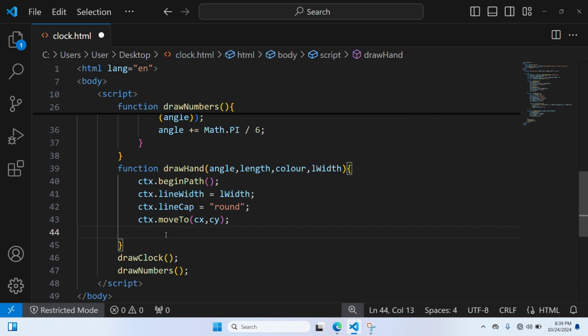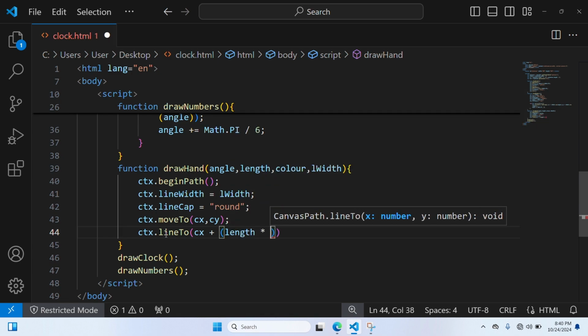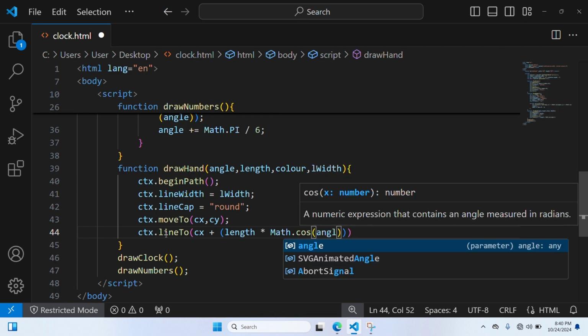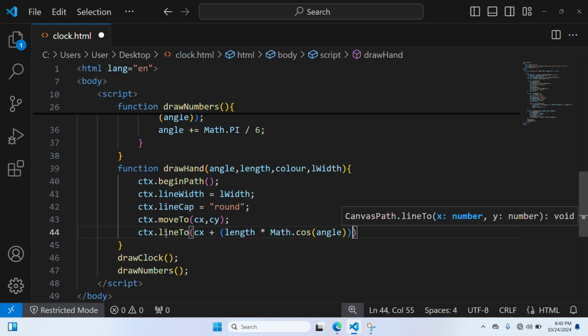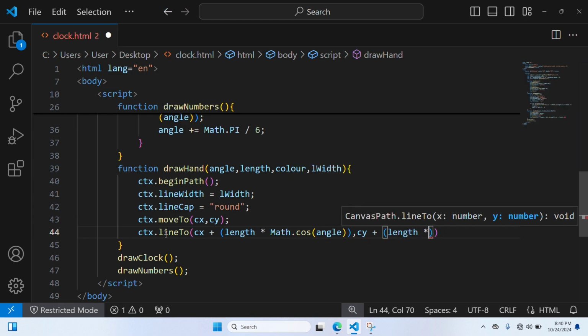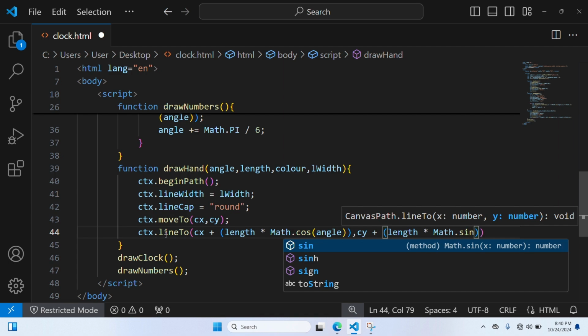and then the ending of the hands will be at different positions, and for that we will add ctx.lineTo, and the x coordinate will be equal to cx plus length into Math.cos of angle. Similarly, the y coordinate will be equal to cy plus length into Math.sin of angle.